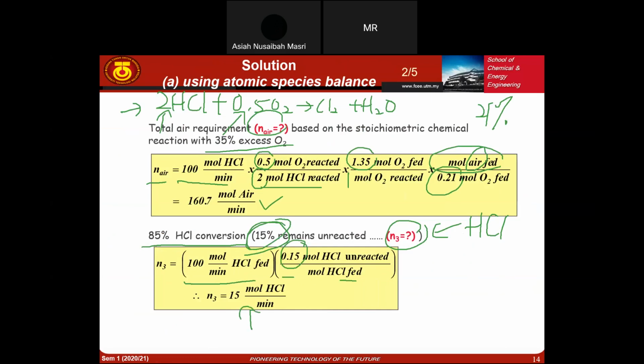If you got confused, you can remember back the equation for conversion. So remember, conversion F is equal to how many moles reacted over how much feed. So here, how much reacted? We have here 85% reacted out of 100. So 0.85 times 100, we got 85. How much is the feed? Feed is 100. So this is 0.85, right?